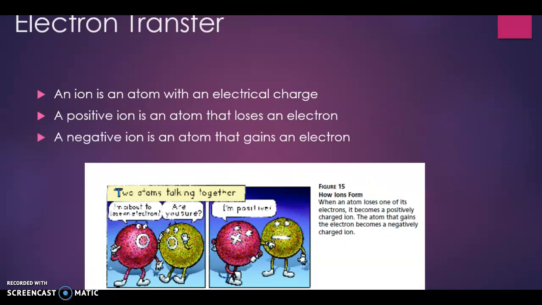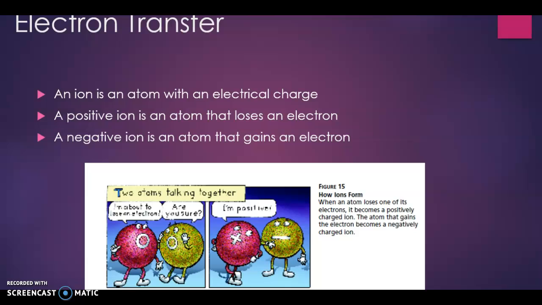Okay, so we're going to jump right into ionic bonds, which I think is the 3rd section in chapter 2. I won't have us go over the periodic table again, which is the 2nd section in chapter 2. And I took a little bit out of section 1 just to talk about valence electrons. But this is the 3rd section, which is called ionic bonds. Okay, so an ion is an atom with an electrical charge.